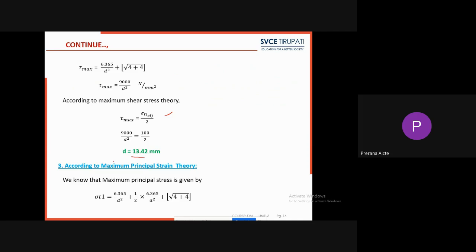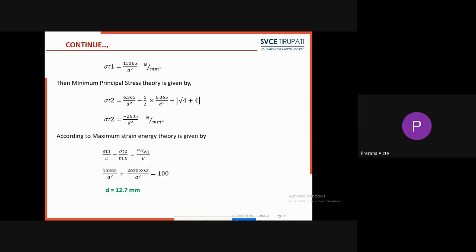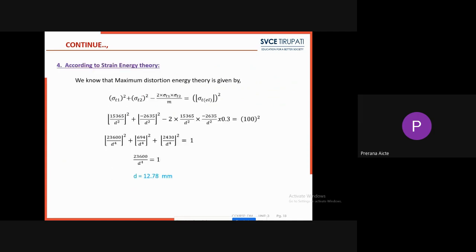If it is according to maximum principal strain theory, what is the diameter value, 12.7. Next, according to strain theory the diameter is 12.78. It is going to change. Why? Because it is applicable for ductile material or brittle material, based on the theorem the diameter value is going to change.